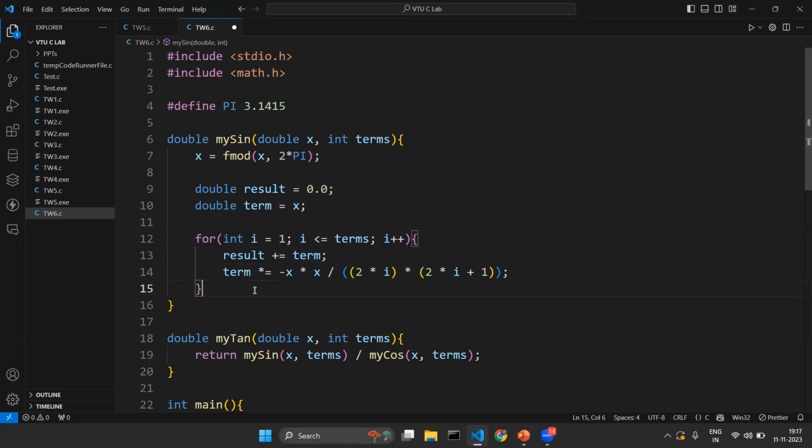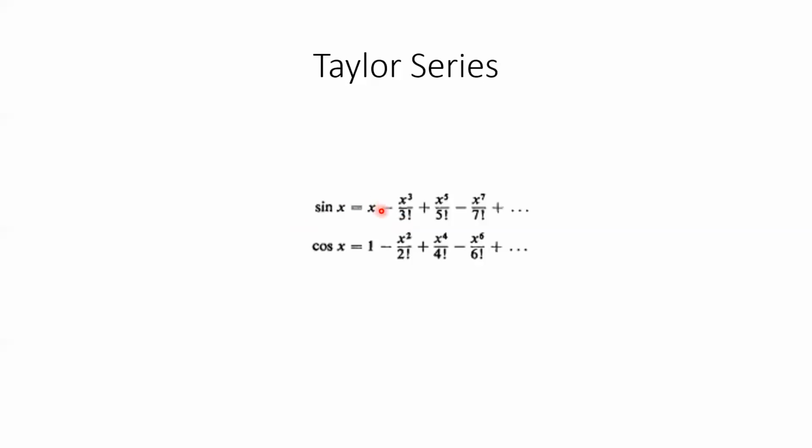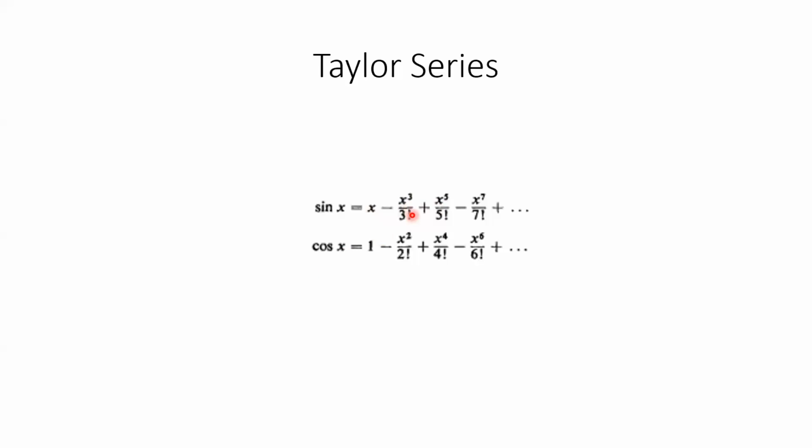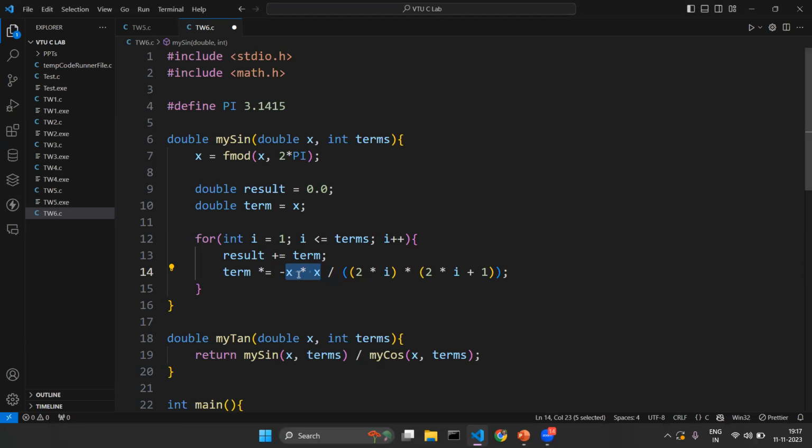And how are we calculating the term? We are calculating it by multiplying it to the previous term. Let us see here. You have x. How will you get x cube? You just need to multiply x squared to this previous term. Here also you have x cube. How do you get x raised to 5? Just multiply x squared to the previous term. So we are doing that, minus x into x. Why minus? Because the sign needs to alternate for each term. If the previous term is positive, it should be negative for the next term. If the previous term is negative, it should be positive for the next term. So for that we are adding minus x into x.